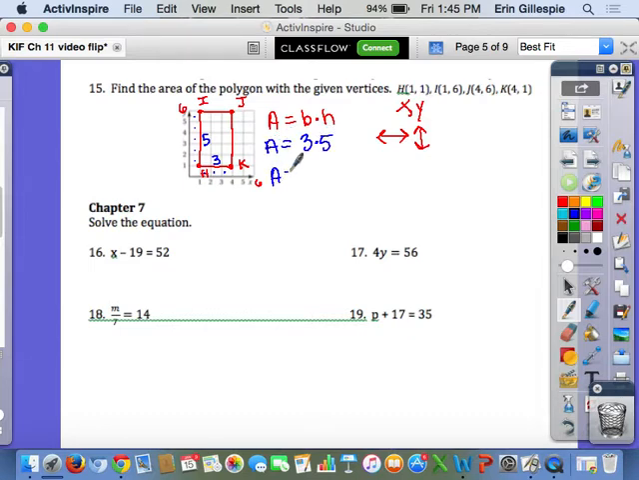So that gives me an area of 15. Now when you're dealing with a shape on the coordinate grid, I don't know how long those boxes are: inches, feet, centimeters, who knows? So we're just going to say units to the second power.